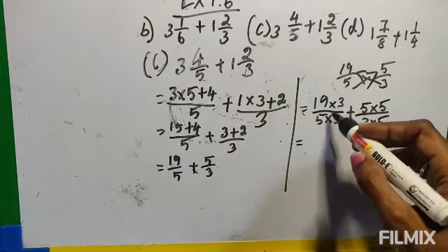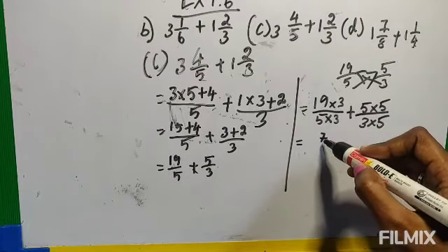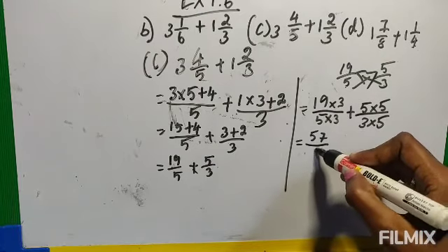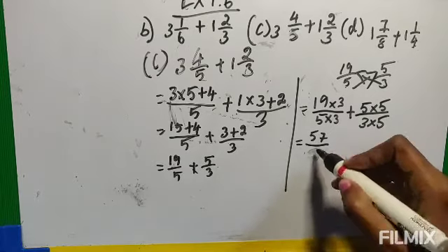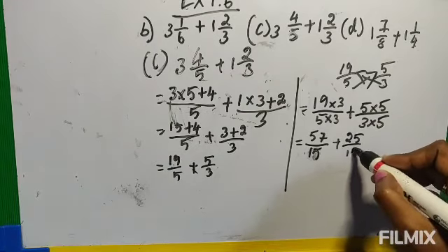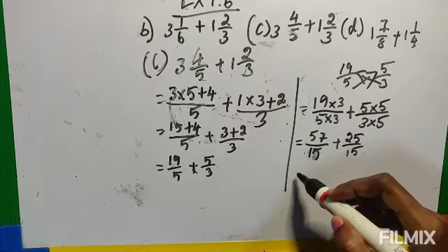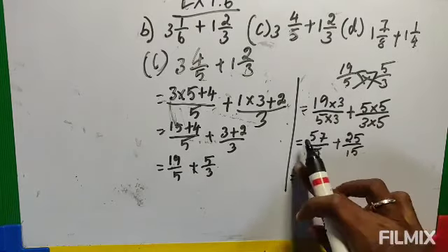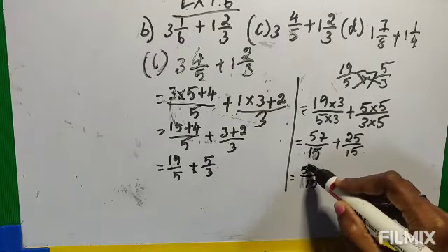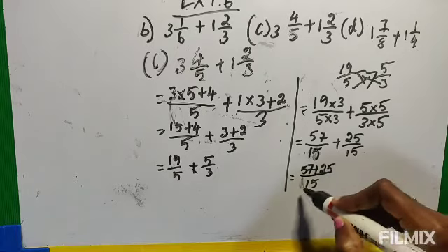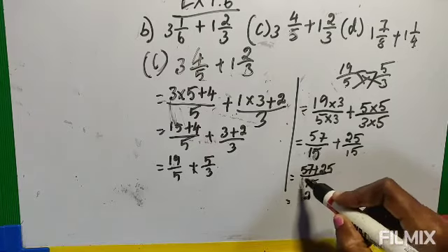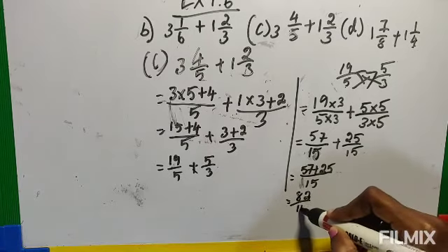Now 19 into 3: 9 3s are 27, remainder 2, 3 1s are 3 plus 1 is 5, so 57. Again 5 3s are 15. Again plus, 5 5s are 25, 5 3s are 15. So now you have changed into like fractions. Now let's take the denominator common, since both are the same denominator, and write the numerators on top. After adding, you will get 7 plus 5 is 12, 5 plus 2 is 7, plus 1 is 8, so 82 by 15.